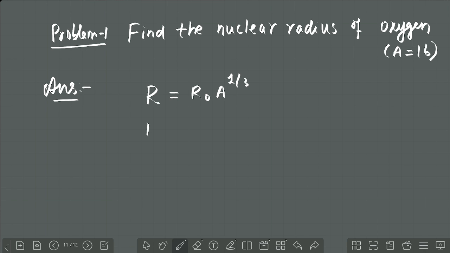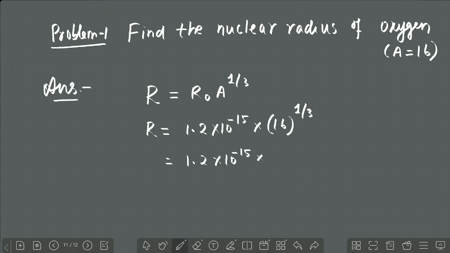Now here R equal to R naught, which is 1.2 into 10 to the power minus 15, into 16 to the power 1 by 3. Now 16 to the power 1 by 3 will come around 2.5. You check 2.5. Now 1.2 into 2.5, if you multiply, how much you will get? You will get around 3. So 3 into 10 to the power minus 15 meter.